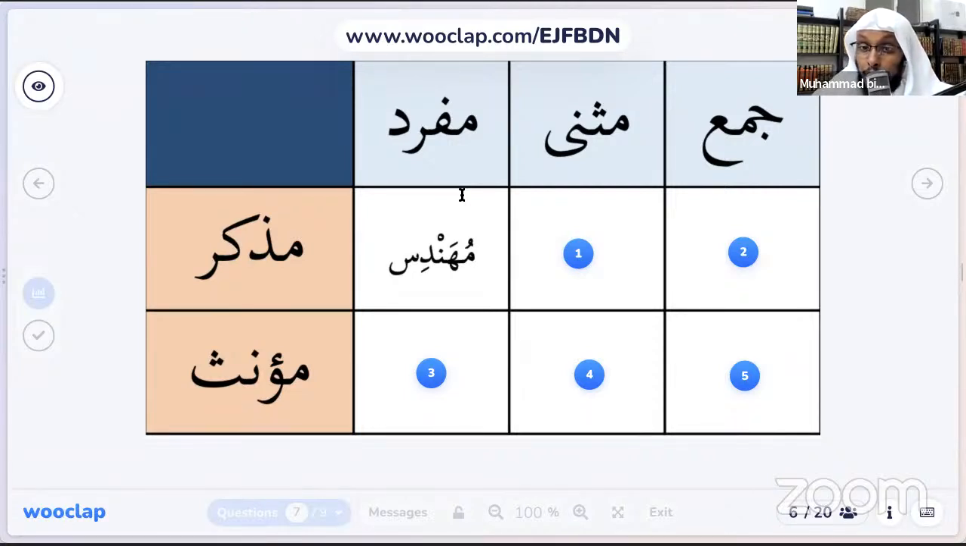Yeah, so you press the number and then you write the word that corresponds. It's going to be an empty box, and you write there what corresponds. Click on number one and write the Muthanna Mudhakkar. Then click on number two and write the Jama' Mudhakkar. Then number three, the Mufrad Mu'annath. Four, Muthanna Mu'annath, and Jama' Mu'annath. Okay?